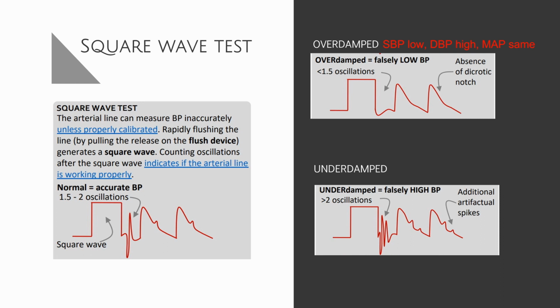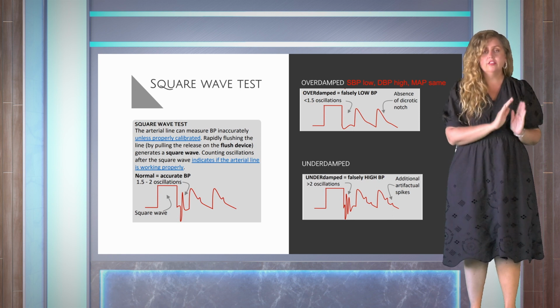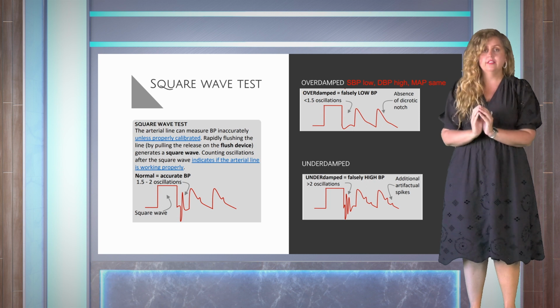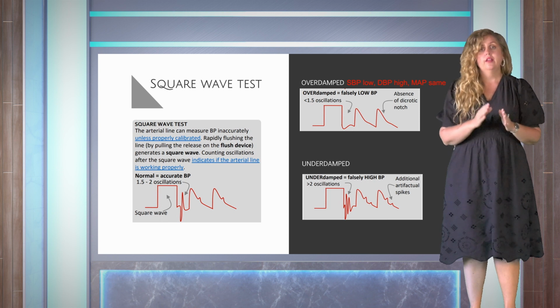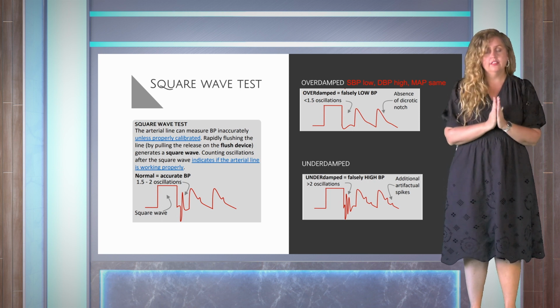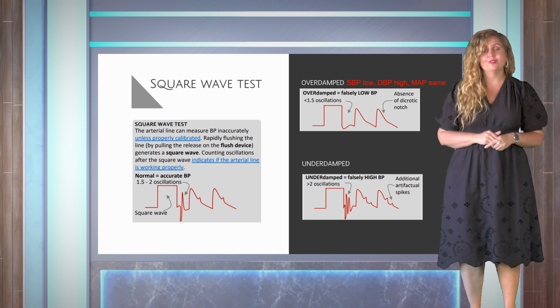In the opposite problem, the underdamped, we will have too many oscillations, so more than 2. That will give us a high energy tracing, and we're going to have inaccurately high systolics and inaccurately low diastolics. Bear in mind, in all 3 situations, whether your arterial line is normal or if you're overdamped or underdamped, your mean arterial pressure is reliable if you've zeroed it to air. Even with these issues, the mean is reliable. It's just the systolic and diastolic which are affected by the damping and should be corrected according to the troubleshooting.